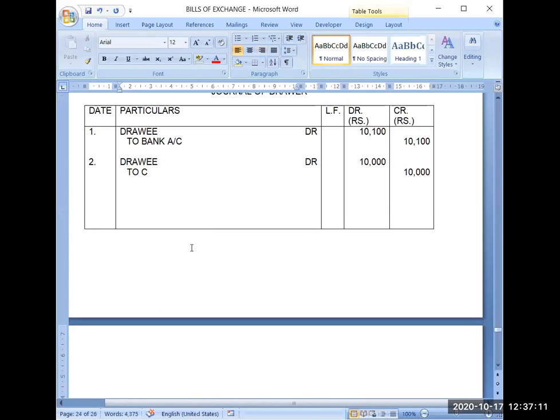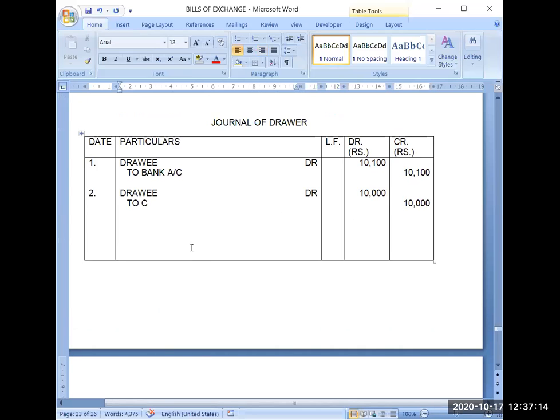Now coming to noting charges, C will pay noting charges in cash to the lawyer because the bill was with him, but he will ask the drawer to compensate that rupees 100. So he will inform the drawee that you have to pay rupees 100 more, and he will make C also his creditor for rupees 100 more now. And this noting charges will be recorded as an expense by the drawee.